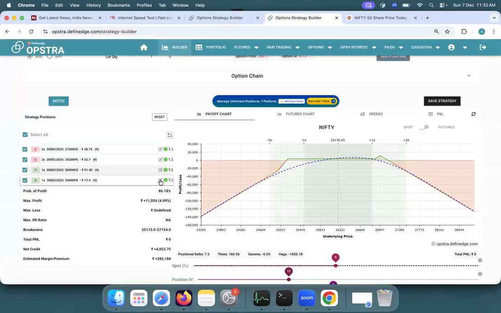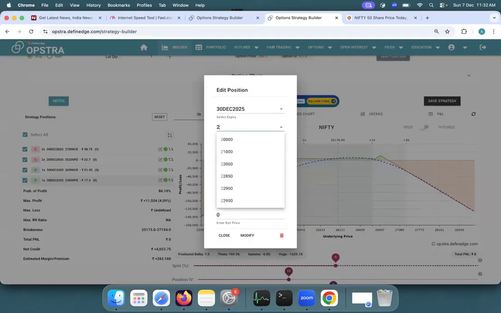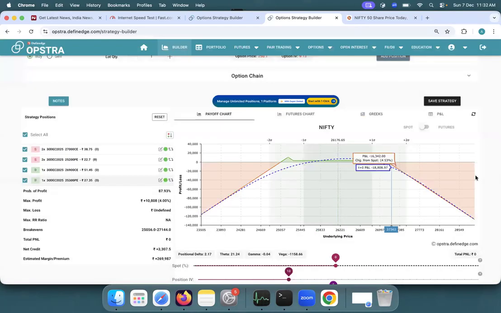Okay, and here I'll do 25,300. Okay, I'll explain this. Wait. So now see what happens. Earlier this was a risk defined strategy. Now it has become an unlimited risk strategy.